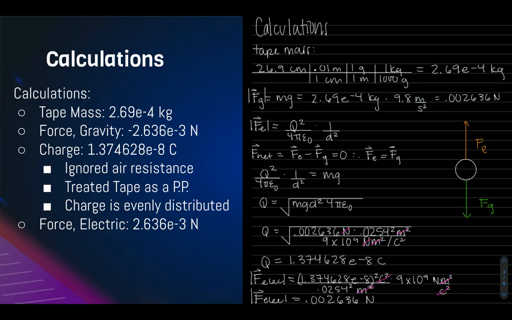So notice that the electric force and gravitational force are equal in magnitude but opposite in direction, which meant that the net force on the tape is 0. And I used this knowledge to help me calculate the charge by setting them equal to each other and isolating Q, and using my measurements to help find the charge. And I ignored air resistance, treated the tape as a point particle with charge concentrated at the center, and assumed that the charge is evenly distributed among the surface of the tapes.